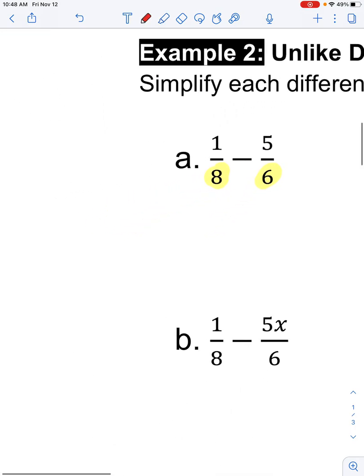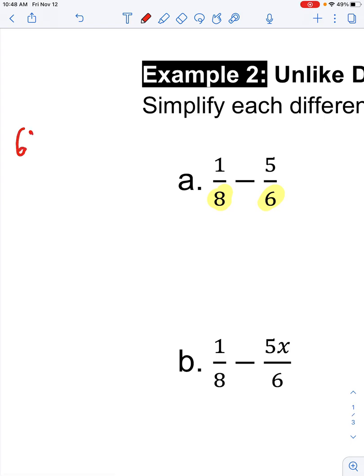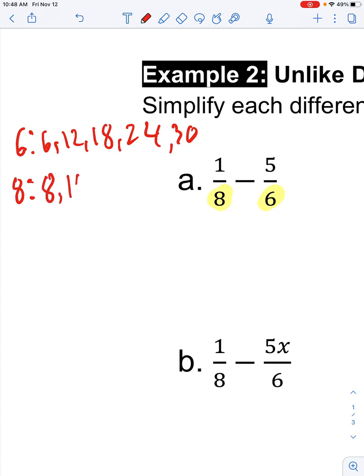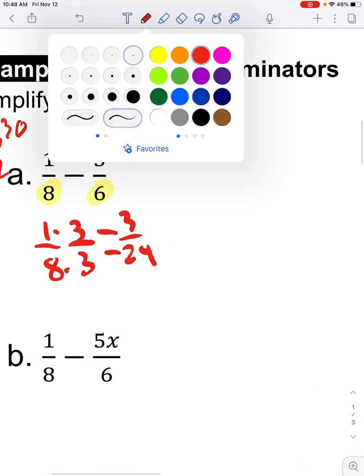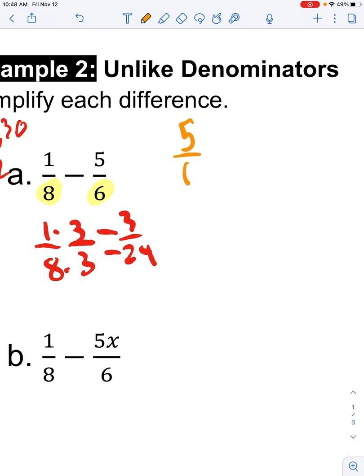Now, this part gets a little tricky because I don't have the same denominator. So I have to do some side work and ask, what can I find that's common between these numbers? I want to try to find the smallest one. If you find a larger one, it will still work, but you'll have to simplify. So I see they both have a factor of 24. I'm going to take 1/8 and multiply the top and the bottom by 3 over 3 so that I get 3 over 24.